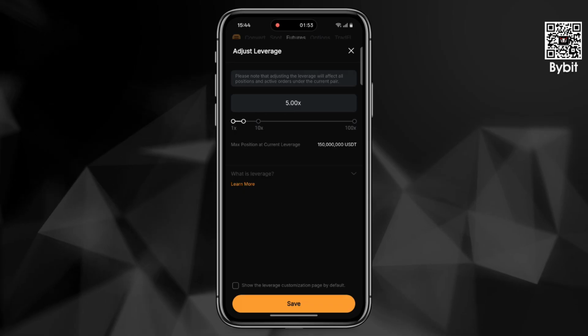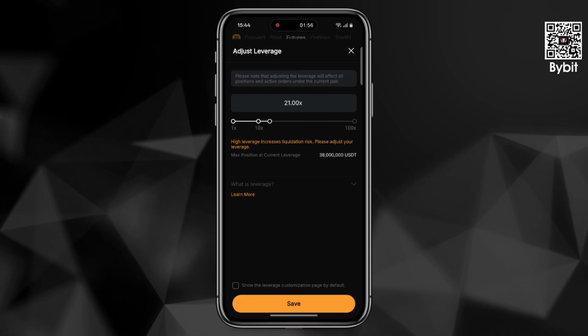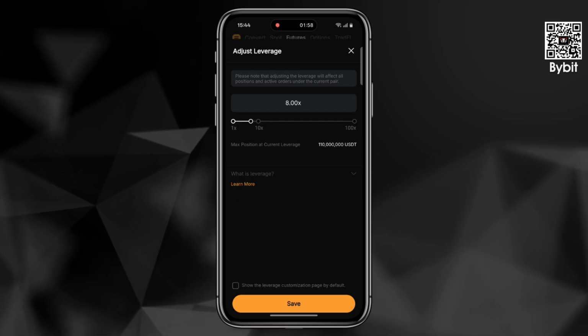For futures copy trading, set your own leverage. For instance, 5x is safer. Even if the trader uses 20x, your trades will only open with your leverage. After all the settings, click Confirm, and the copying will begin.